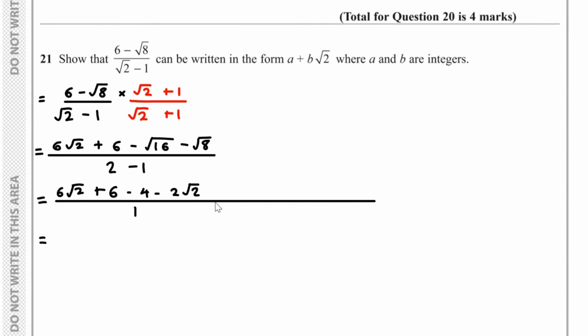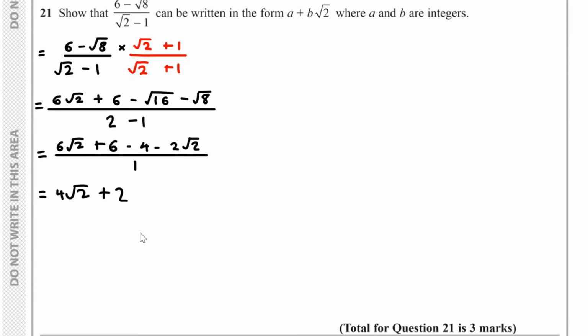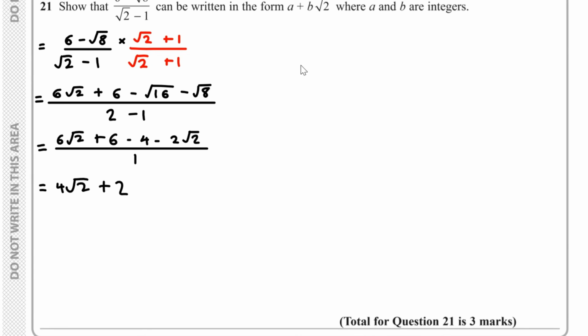So if we tidy this up even further, you can see we've got 6 root 2 minus 2 root 2, that's 4 root 2. And then 6 minus 4, that's 2. So therefore, this is in the form that's required. You can see A is equal to 2 and B is equal to 4.